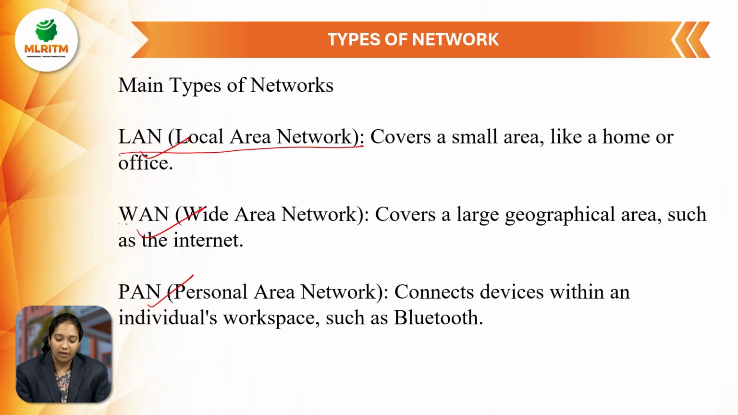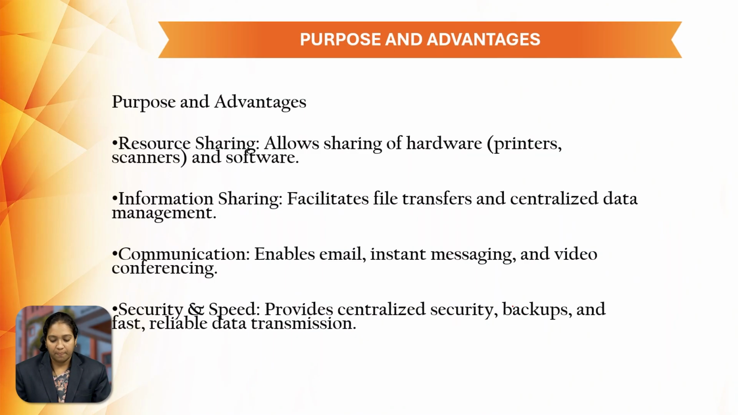Next one, WAN, wide area network. It covers a large geographical area such as the internet. Next one, PAN, personal area network. It connects devices within an individual workplace such as Bluetooth. These are the main types of computer networks.